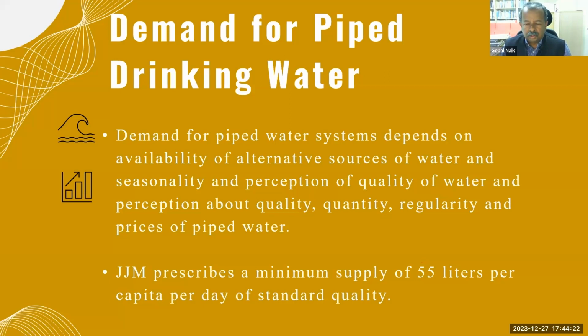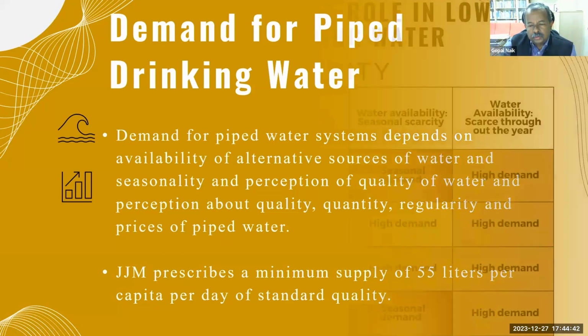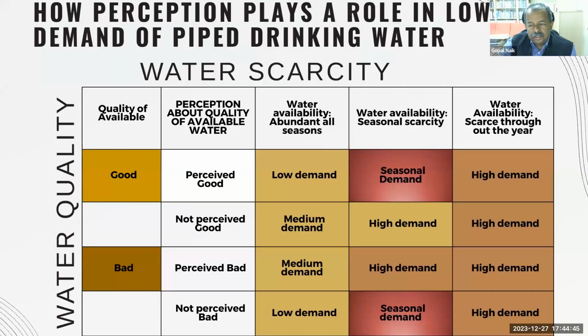going to a well which is located far away, and it takes time, effort, and also adds to uncertainty about availability of water, then definitely the demand for the piped water is going to be more. So we can actually put that in some framework and try to see when the demand will be high and when demand will be low. So of course you can further improve upon this particular table.